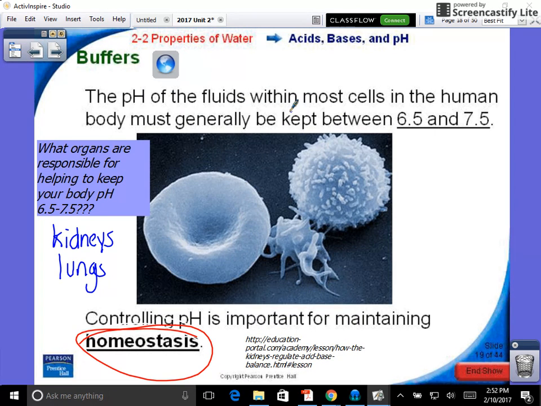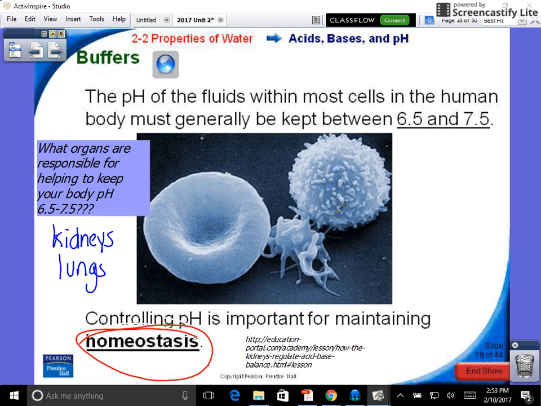Buffers are also an important topic in biology, because the pH of the human body must generally be kept between 6.5 and 7.5, and that would be the fluid basically between most of the cells. So you have two organs responsible for helping keep your body pH in homeostasis, and that's the kidneys and the lungs. One of your tasks is the virtual acid and base lab that can be found on It's Learning.